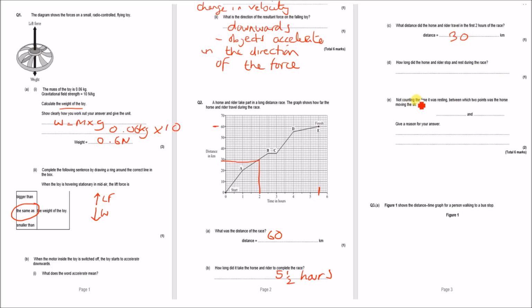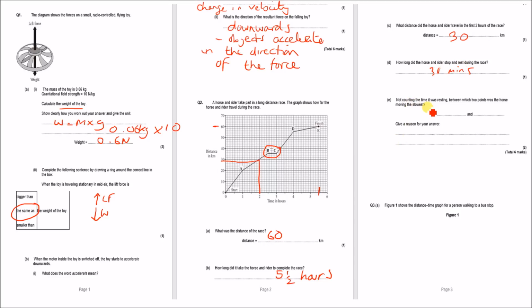Okay, how long did the horse and rider stop and rest during the race? Well, the rest point will be a flat point on a distance time graph, so that's between B and C. So how long is that? That is 30 minutes or half an hour.